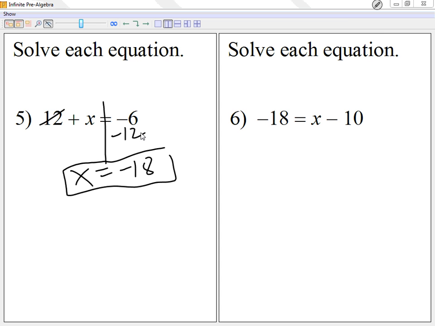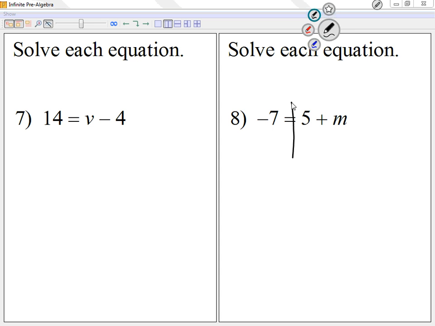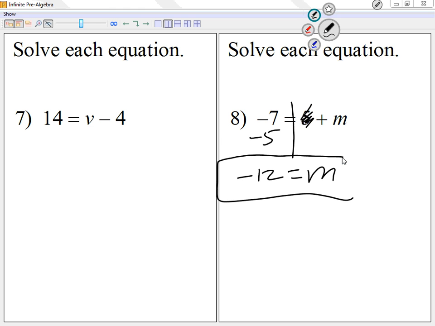Looking at question number 8. Separate through the equal sign. My +5, let me move it to the left as a -5. Remember, you've got to switch the sign. So m is equal to -12. Because they both have the same sign, I add and keep the sign. Any other questions?